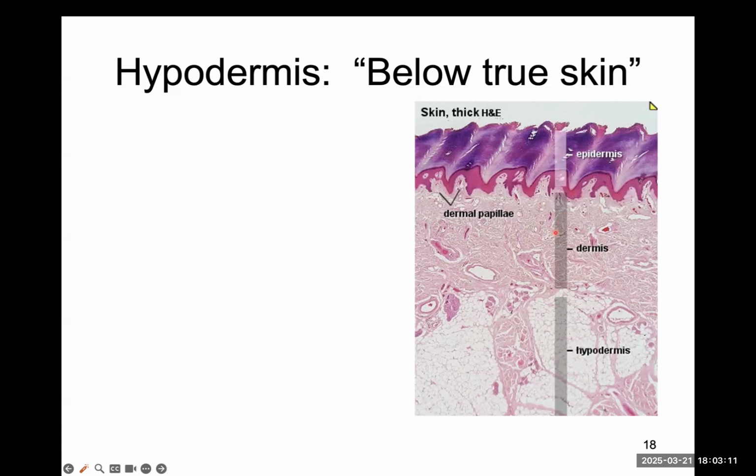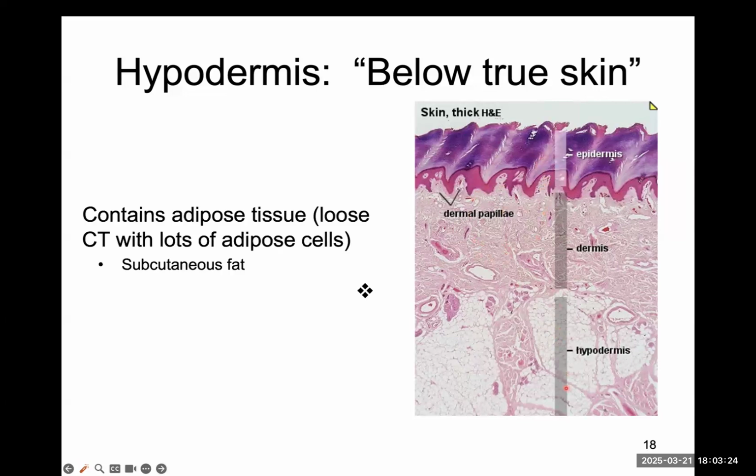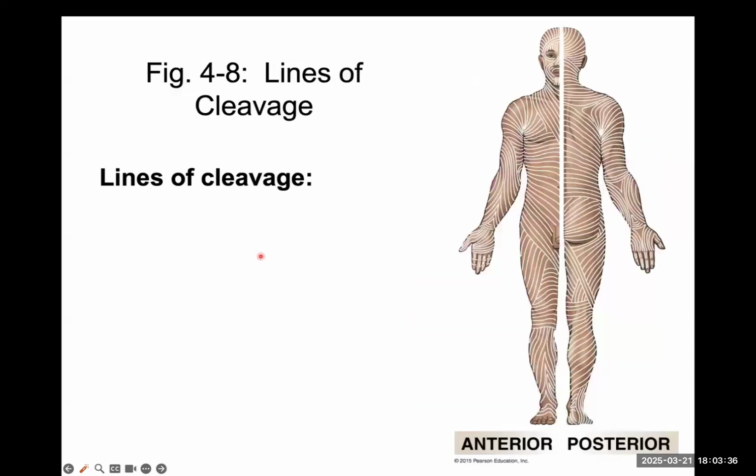So you got the epidermis, and then you have the dermal papillae here, and the epidermis kind of holds on to that, and then you have your dermis there, and then underneath you have your hypodermis. And you see these circles in the hypodermis? That's adipose. So you have a lot of adipose tissue there. So it contains adipose tissue, loose connective tissue with adipose cells, subcutaneous fat.